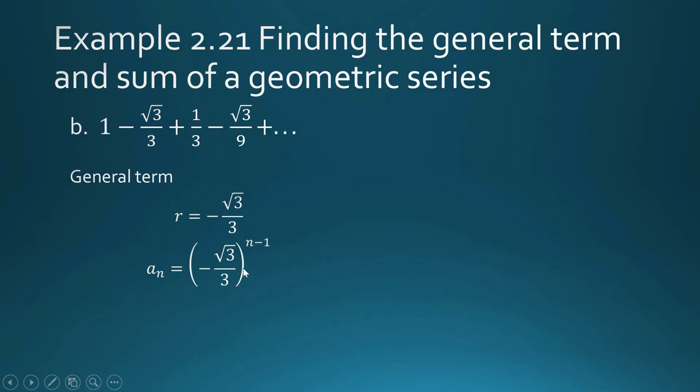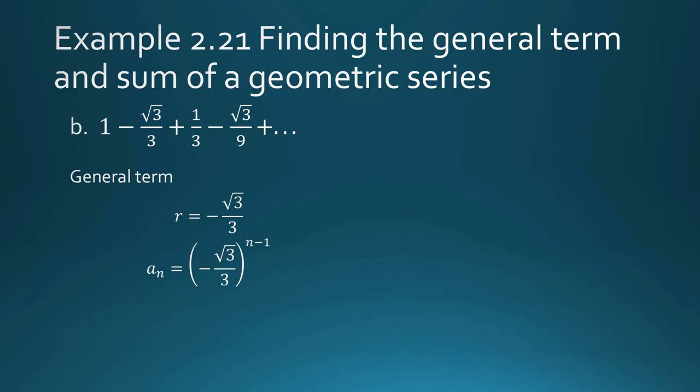How about the third term? When n is 3, 3 minus 1 is 2. We will square this, and when we square this, it is positive. What's the square of the square root of 3? It's 3. What's the square of 3? It's 9. There is a common factor. 3 is a common factor, so it becomes 1/3. So we got it correct for the third term. So this is our general term.